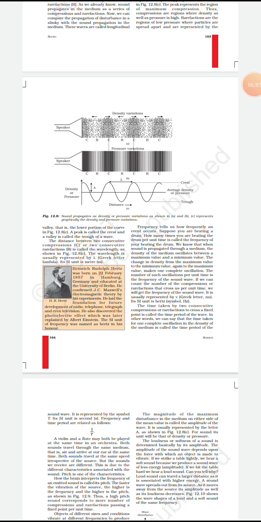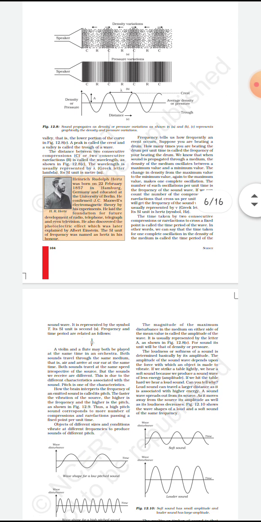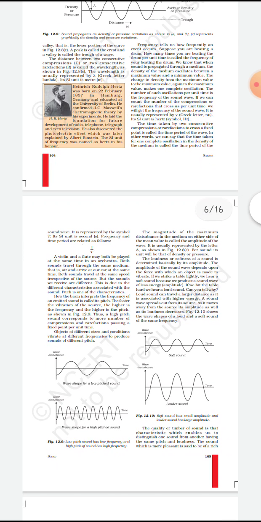If we count the rarefactions that cross a point per unit time, that is the frequency of the sound wave. Frequency is usually represented by the Greek letter nu, and its SI unit is hertz, Hz. The time taken for two consecutive compressions or rarefactions to cross a fixed point is called the time period of the wave. It is represented by T, and its SI unit is second. So frequency is 1 by T.